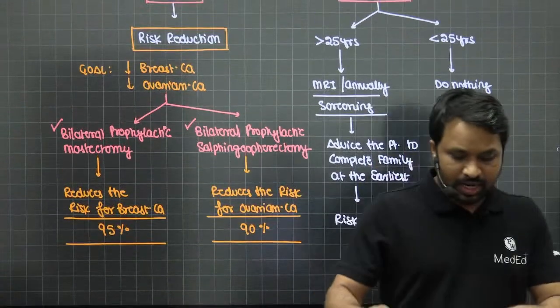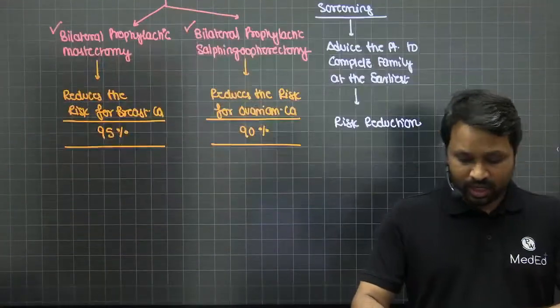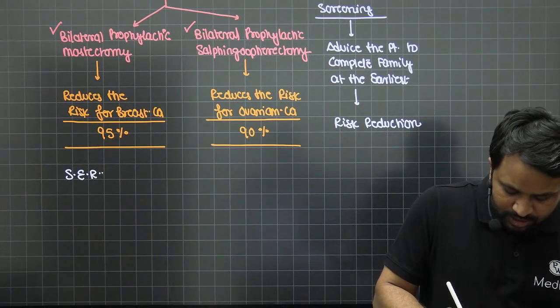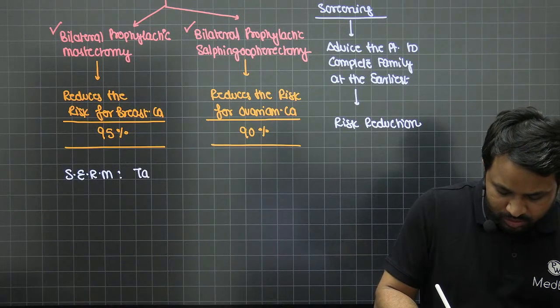So hence, this is the risk reduction strategy. Now, along with that, you can also start the patient on a selective estrogen receptor modulator, that is tamoxifen.